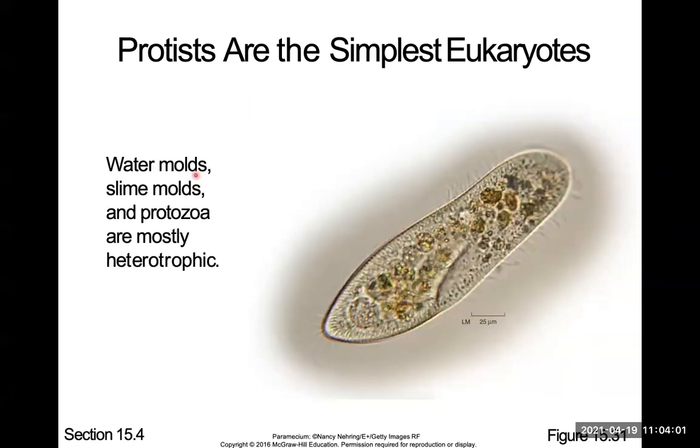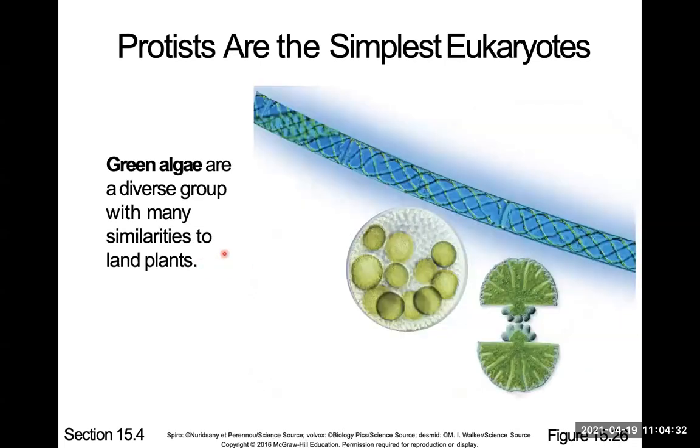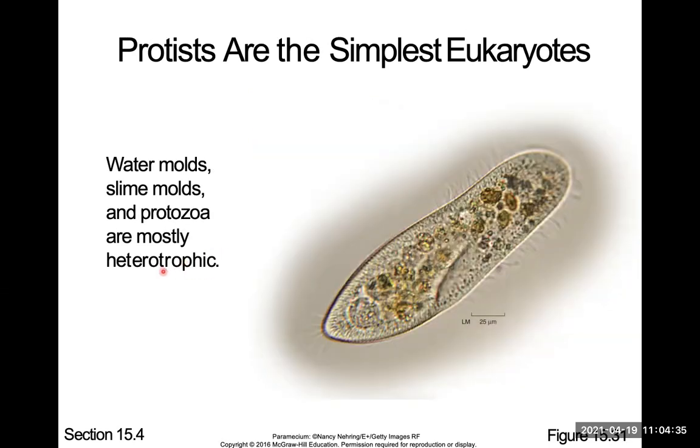The next group we have is water molds, slime molds, and protozoa. They're mostly heterotrophic. Does anybody know what heterotrophic means? What does heterotroph mean? We are heterotrophs. They absorb other organisms, other food. Yes. We've been talking about photosynthetic organisms so far. That means they're autotrophs. So we're moving on to heterotrophs next.